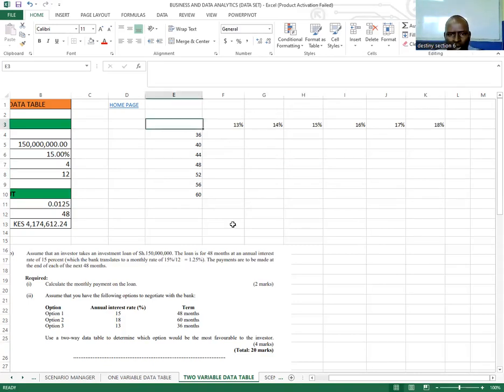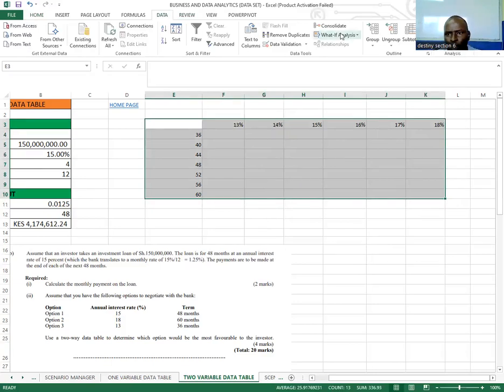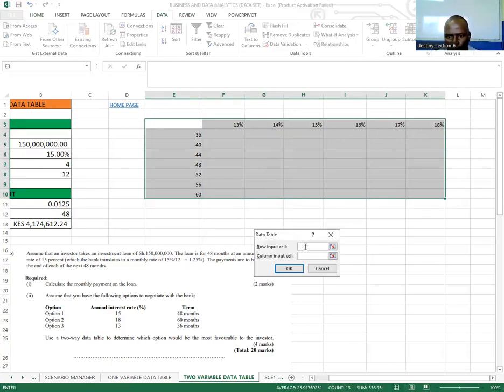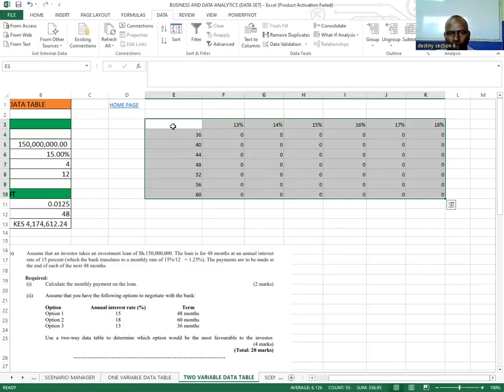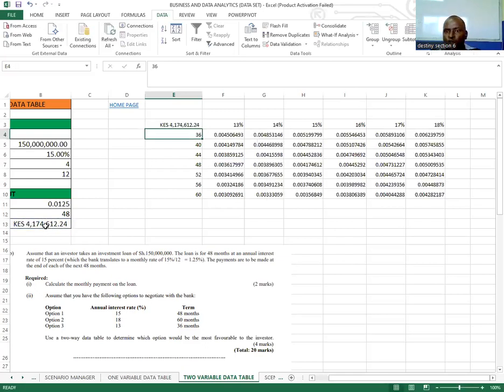So now see, I will select it like the way tulikuwa tumefanya, and then now I will do what? I will come to the data, and then what-if analysis, data table, and then the what? The column input, I will just select the 48 for this case. And then for the row input, I will select the amount. Then I click OK. Now, nikikuja tu automatically kuweka this amount, ndio hiyo nimeipata.